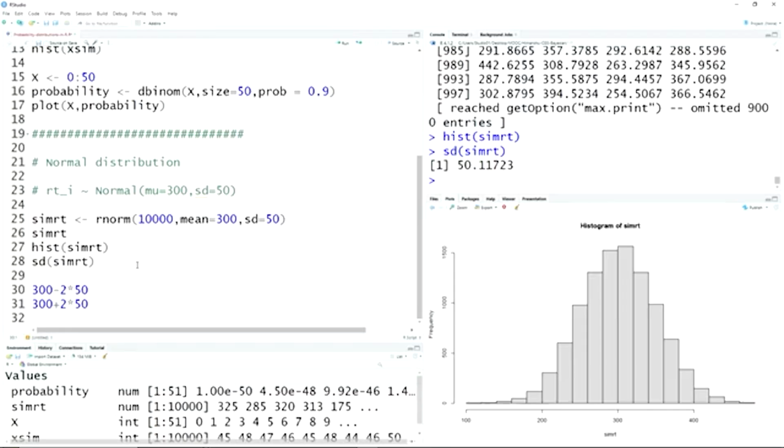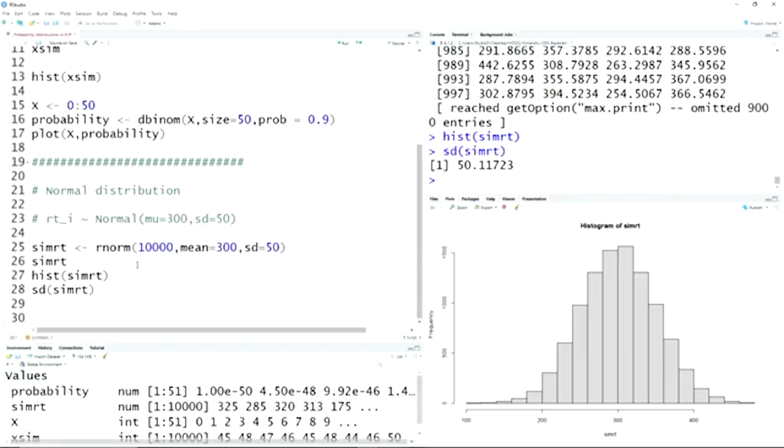So in this case, it's 50.11. All right. So this is how you can generate from a normal distribution. Now, how do I calculate the probability density of a particular value of a random variable?